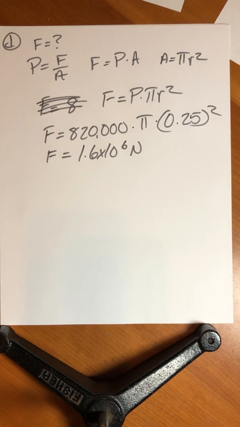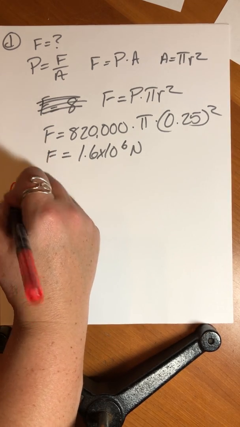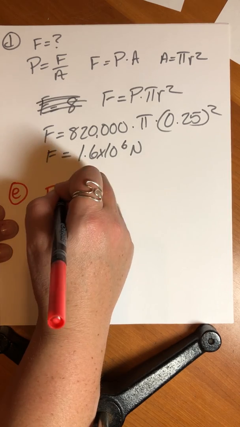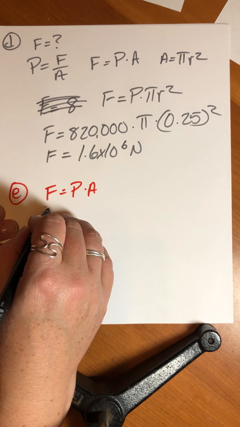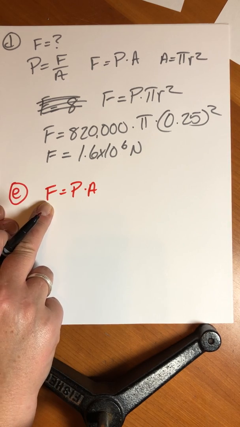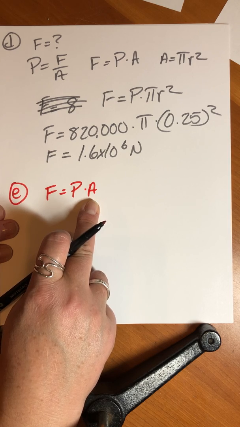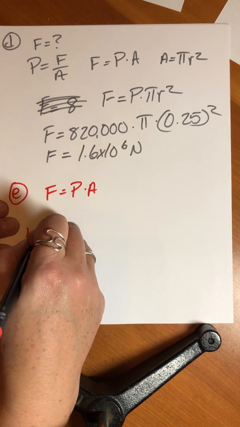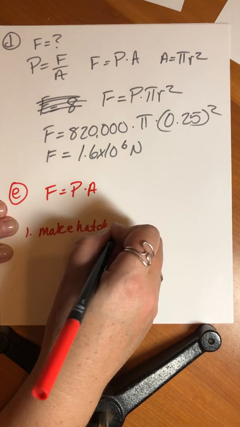All right, and last but not least here, part E says, what could you do to reduce the force necessary to open the hatch at this depth? So let's just write this as E. Force equals pressure times area, we just said. We want to reduce the force, right? So in order to reduce the force, we could reduce the area. Okay, that's easy. So one, make the hatch smaller.